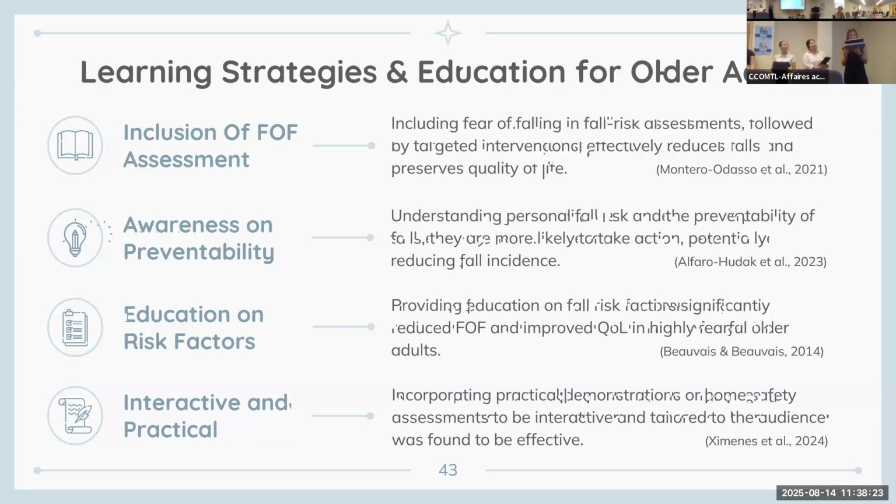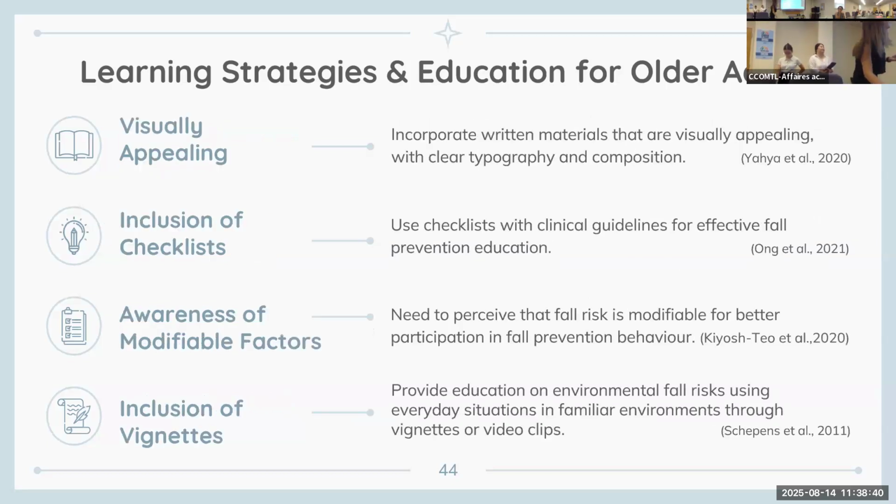Education on risk factors, providing clear information on fall risk factors, can significantly reduce fear of falling and improve quality of life in highly fearful older adults. And additionally, incorporating practical demonstrations or home safety assessments to be interactive and tailored to the target audience was found to be effective. Continuing on, some more learning strategies we concluded through our research is that it should be visually appealing and easy to read with clear typography and composition. Utilizing checklists with clinical guidelines for effective fall prevention education is another method for providing the necessary information.